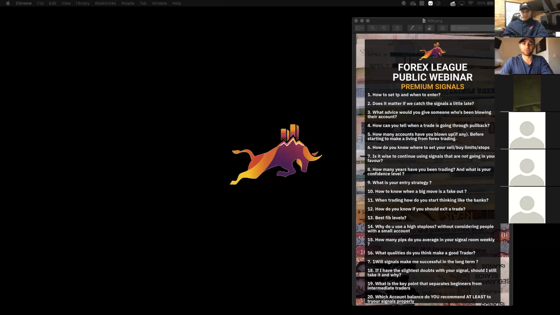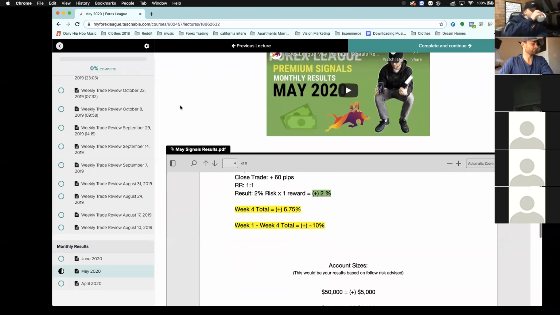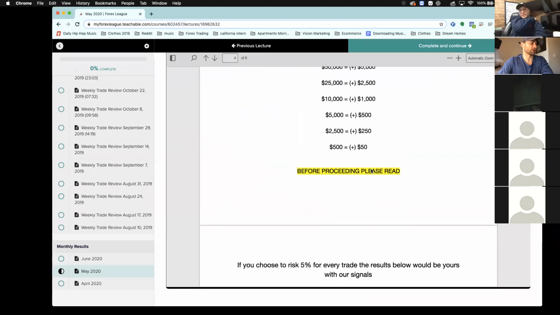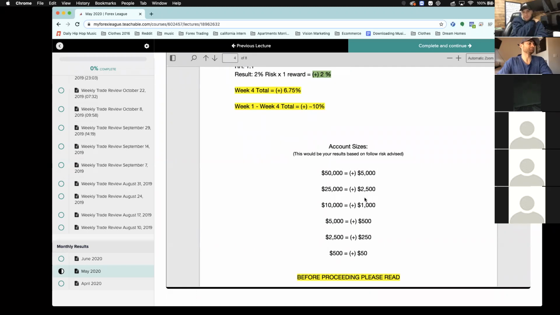Yeah, I'm just gonna pull up really quickly our signals results for May of 2020, and as always, we recommend the risk on every single trade. This is what you would have made with every account size. So 500, you're making 10%, you're going to make $50. 2,500, 250. 5,000, 500. 10,000, 1,000. 25,000, 2,500. 50,000, 5,000.